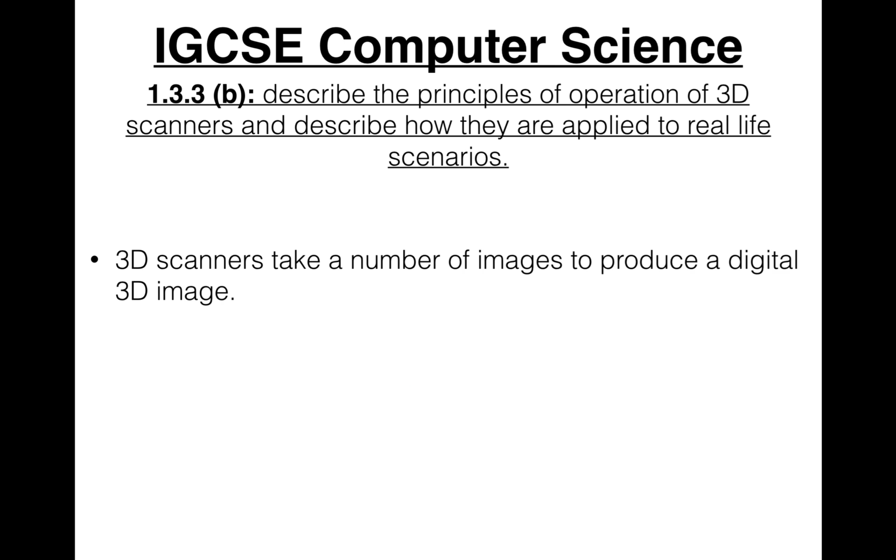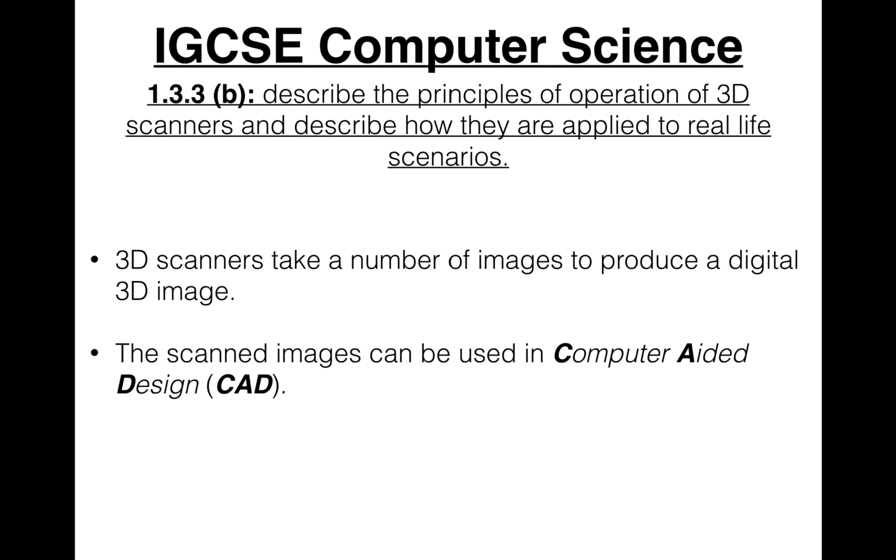So 3D scanners take a number of images to produce a digital 3D image. And the scanned images can be used in CAD. What we're going to look at also is 3D printers. And we can see how you could use a 3D scanner to scan an object, such as a TV remote. And then you could use a 3D printer to print that object using computer-aided design.